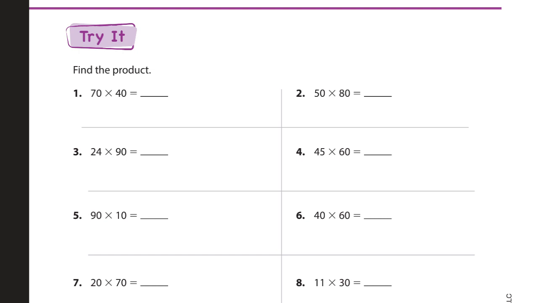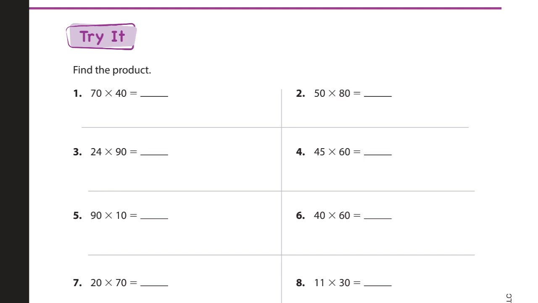For the next 10 problems, you can solve any way that you know how. You can use a standard algorithm, which I will show you in a moment, or you can use the methods that they showed us in the examples above. You might also know a different way to do these multiplication problems.